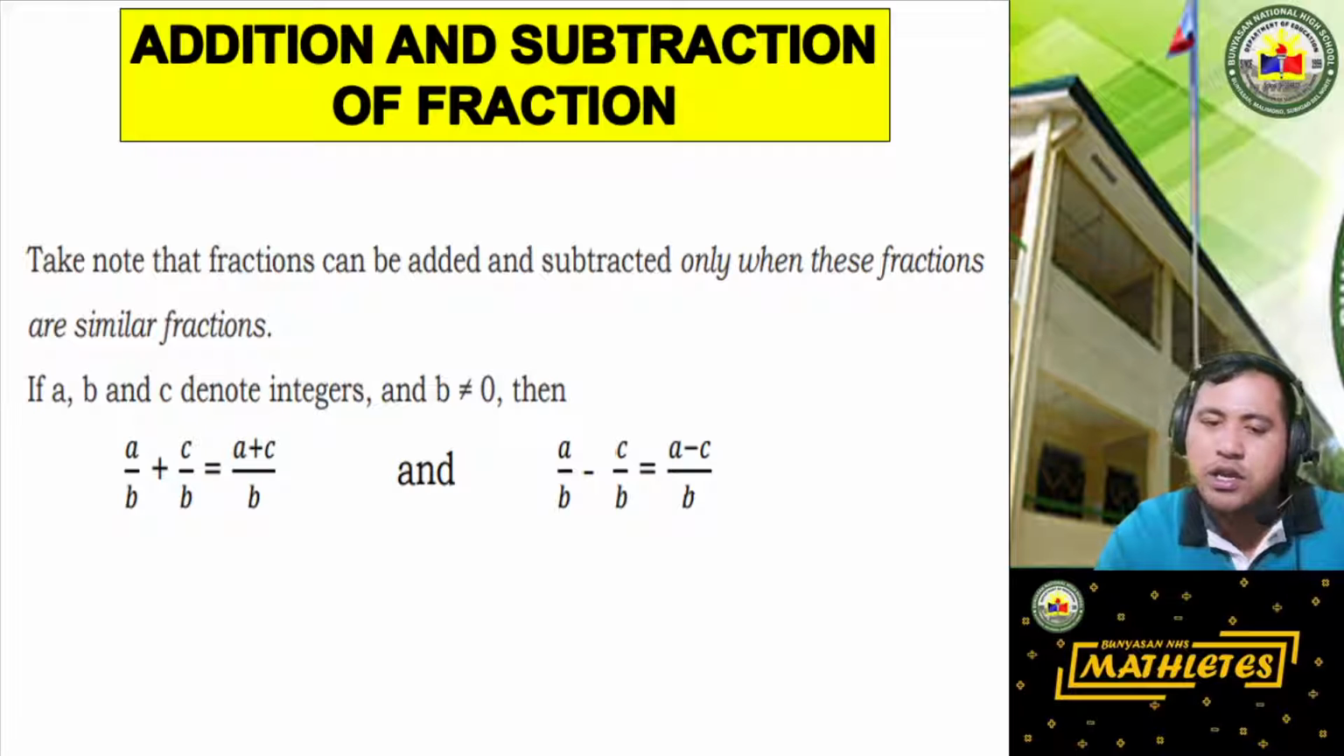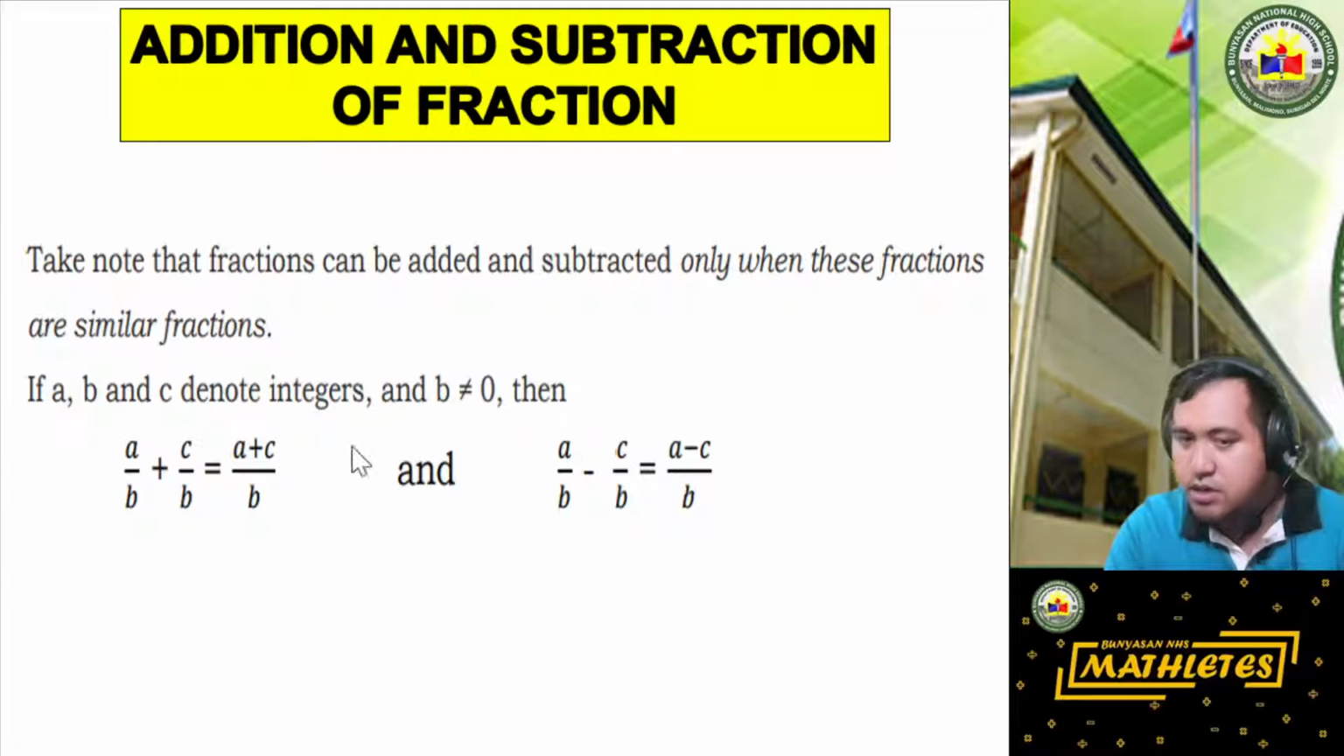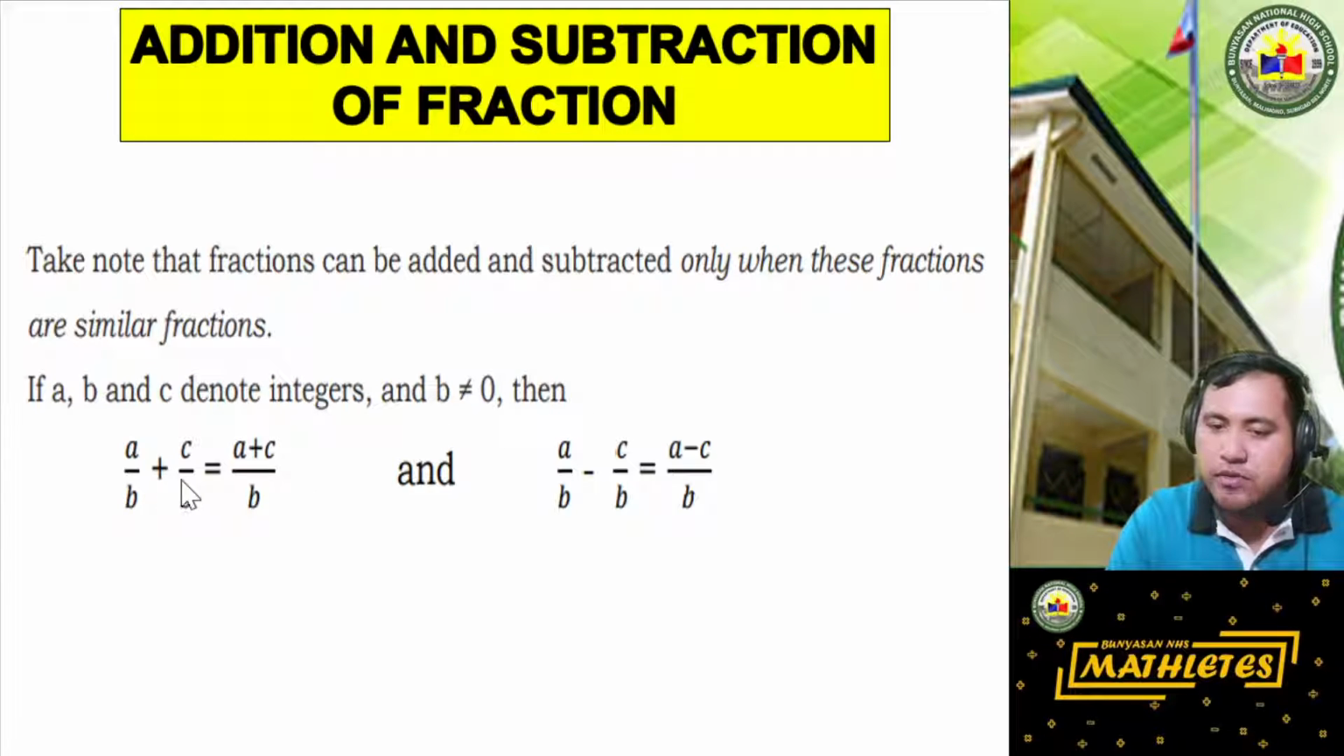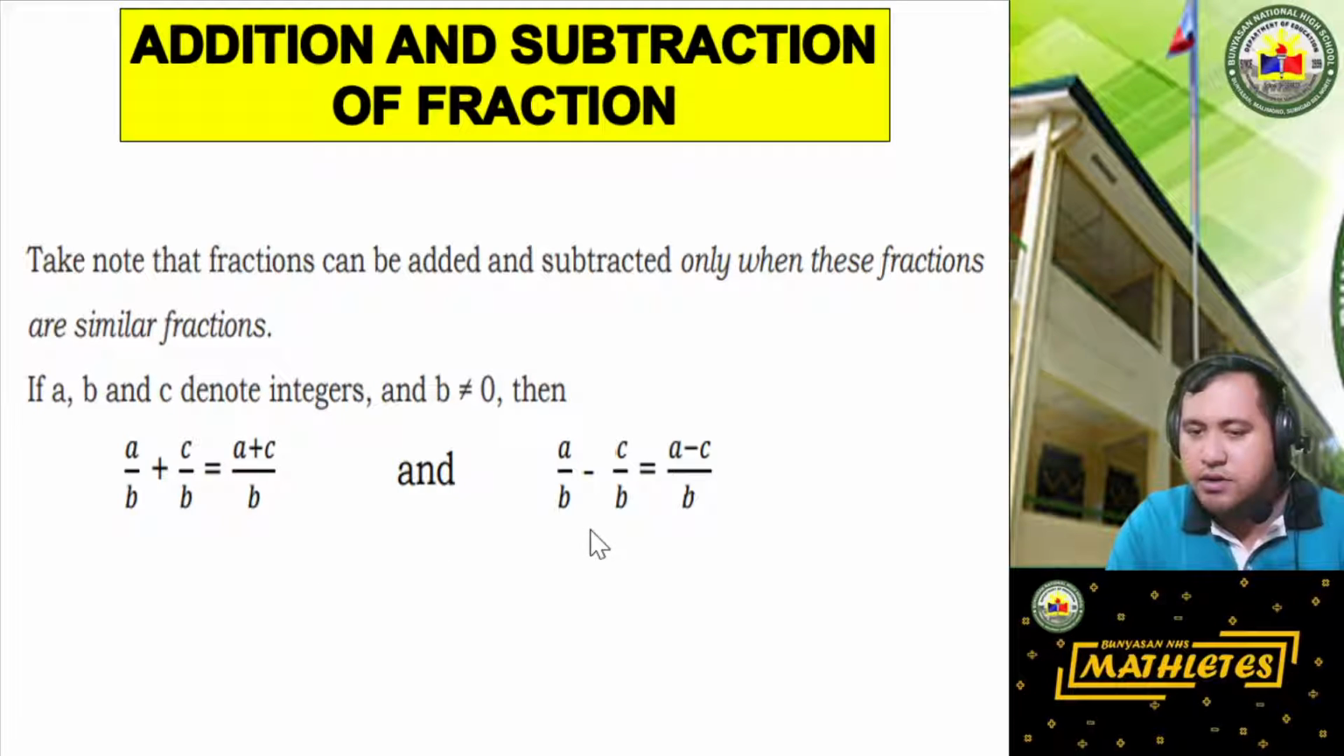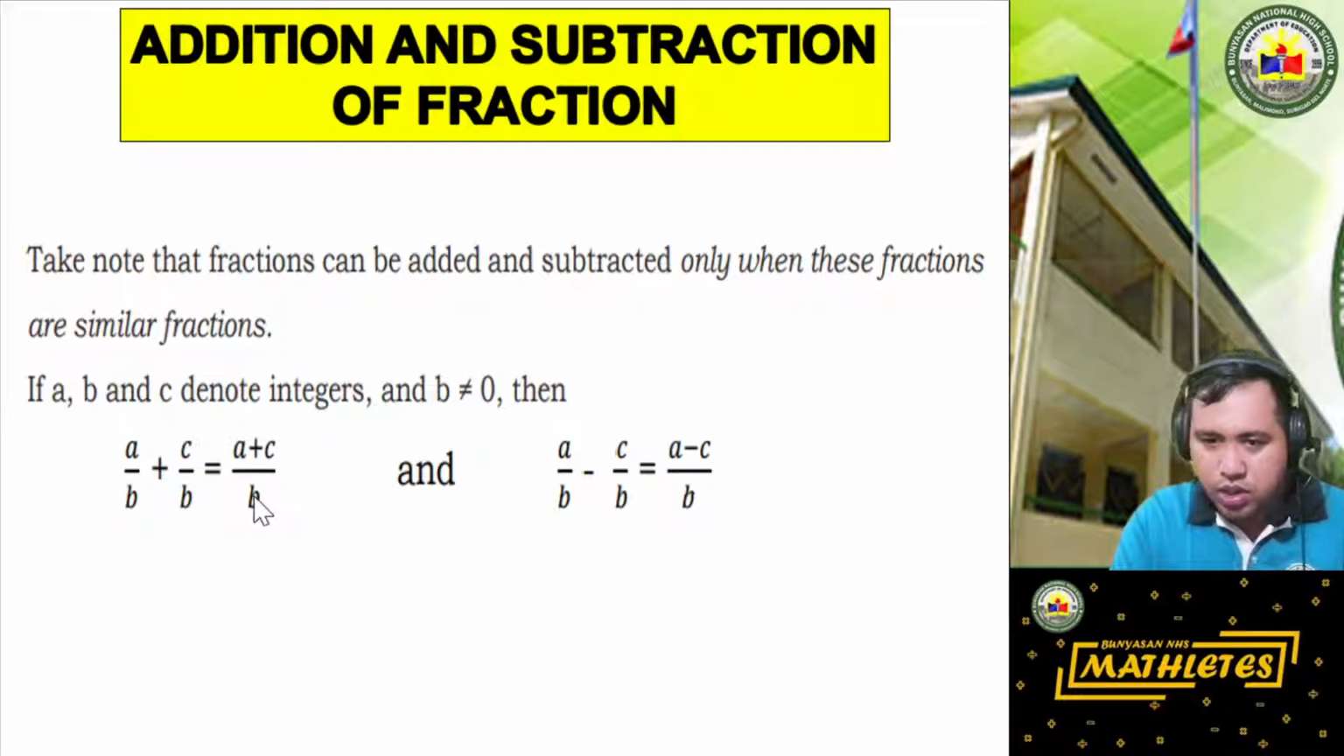If a, b, and c denote integers and b is not equal to 0, then a over b plus c over b is equal to a plus c over b. This means that if you are going to add similar fractions, you just copy the denominator, then add the numerators.